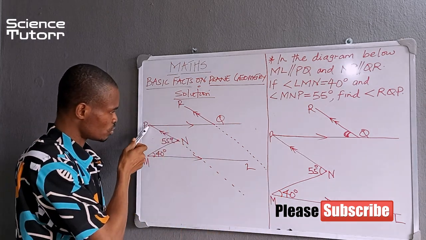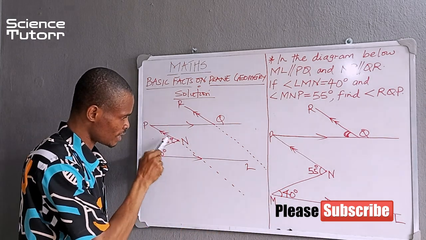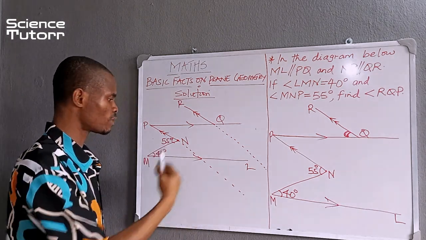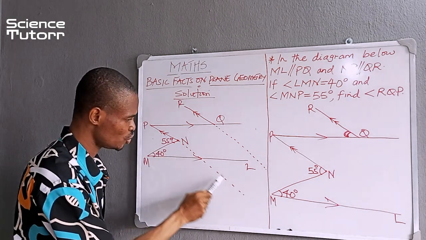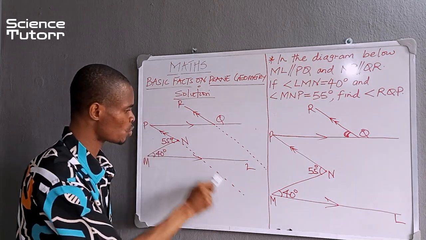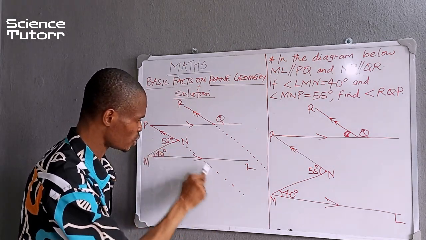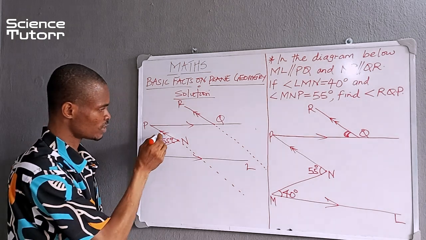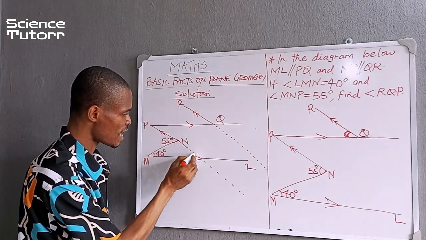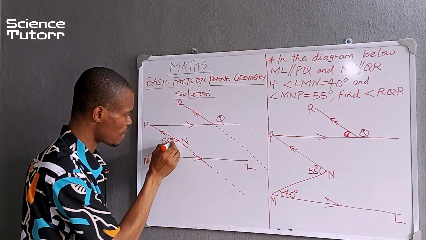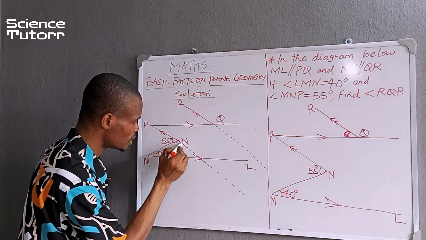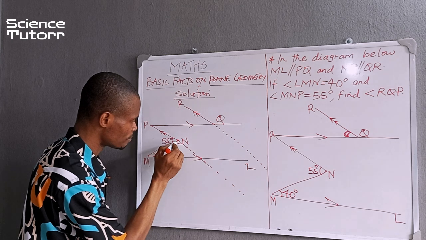So what do you see here? I am seeing a straight line, and I know that one of the basic facts, one of the theorems that is applicable in geometry is angle on a straight line. Angle on a straight line will always give us 180. So since this is a straight line and we have this to be 55, it simply means I can find the remaining part of this line.